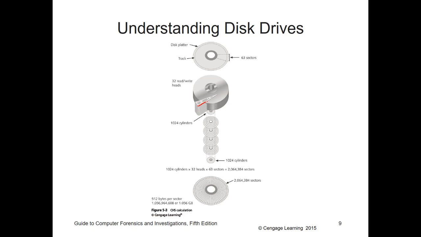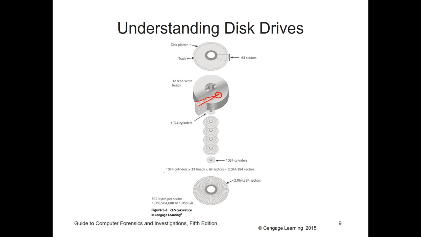Here we have the read-write heads. It's going to be a read-write arm, and on the tip, it will have a head that will be able to read and write. So if we're looking at the disk platter as a whole, and we know how many tracks there are, and how many sectors there are, and how many cylinders there are, we can figure out the total amount of sectors as a whole.